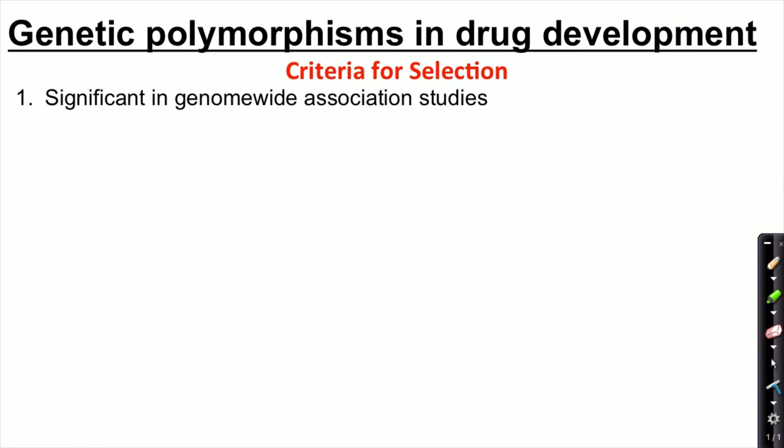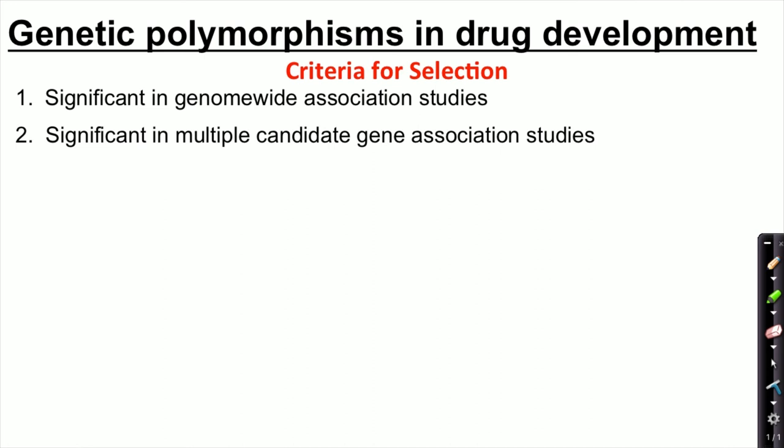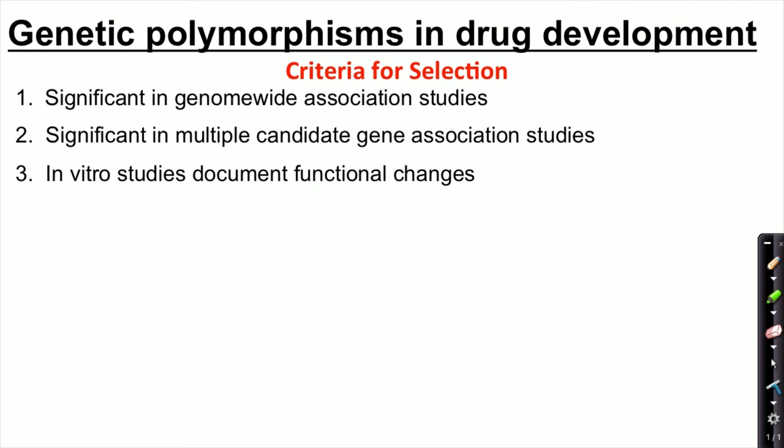And I'm not saying that those are not important. Those candidate gene studies are indeed important, but we decided that we really wanted to focus on which were the most important polymorphisms in transporters to study. The second criteria is we wanted them to also be significant in multiple candidate gene association studies. So not only in a genome-wide association study, but in multiple candidate gene association studies. And finally, that there should be in vitro studies that document that the transporter polymorphism actually exhibits functional changes, that it's not simply in linkage disequilibrium with the real polymorphism, which is causing the variation in drug response, but that it itself is the culprit causing the variation in drug response. So those are the three criteria. And as I go through the polymorphisms that I'm about to describe, I will go through each one of those criteria and show you the level of evidence that we reviewed and that is published in that particular paper.